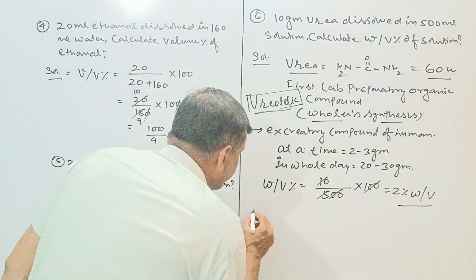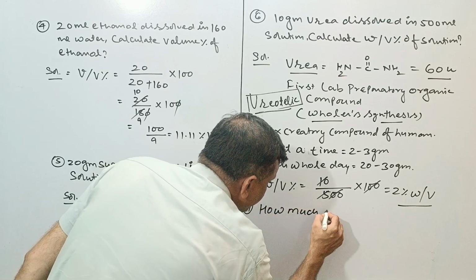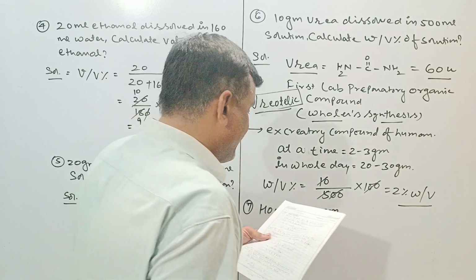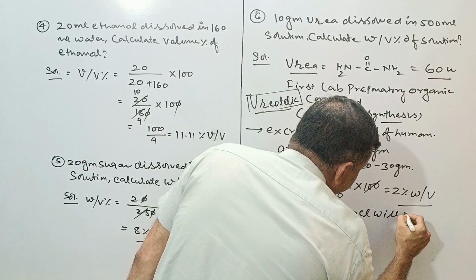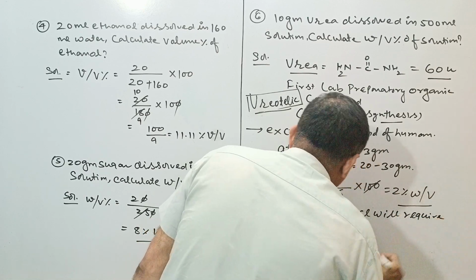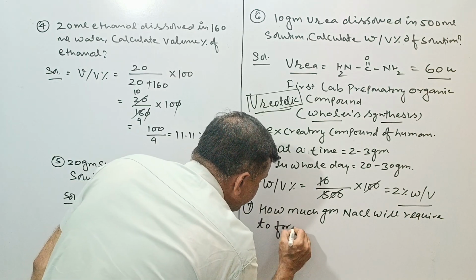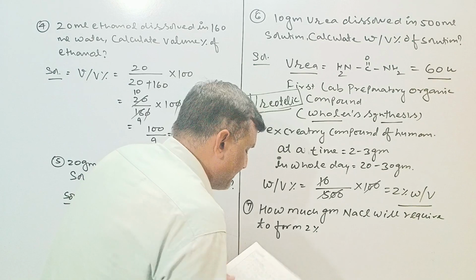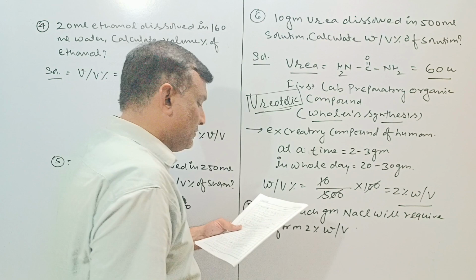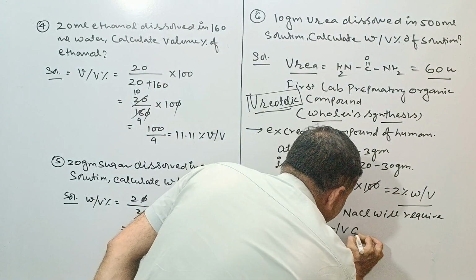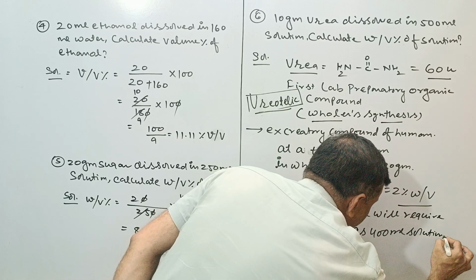Question number 7 is: how many gram of NaCl will be required to form a 2% by mass volume, 400 ml solution? This is the most important question.